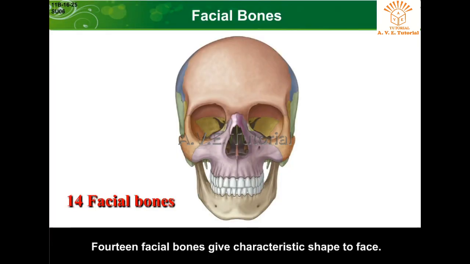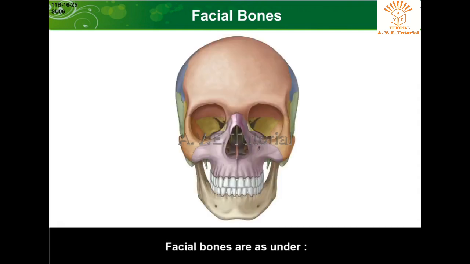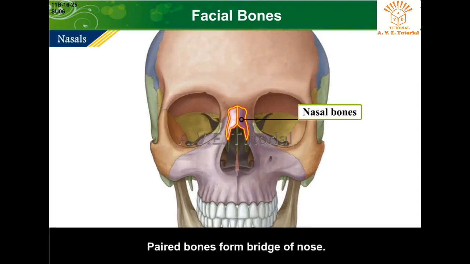Facial bones. 14 facial bones give characteristic shape to the face. Growth of face stops at the age of 16. Facial bones are as under. Nasals. Paired bones form bridge of nose.